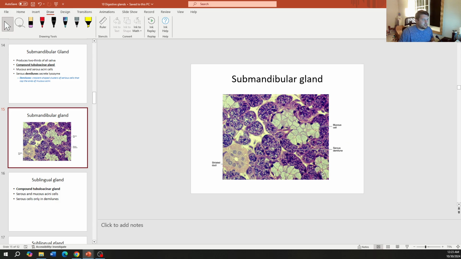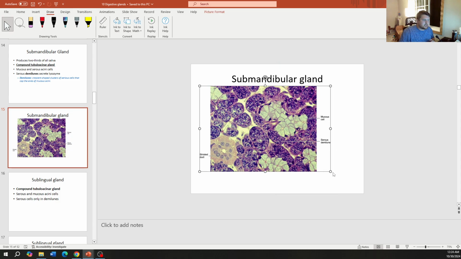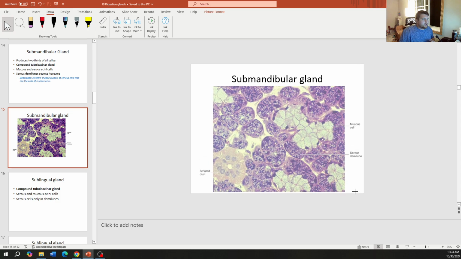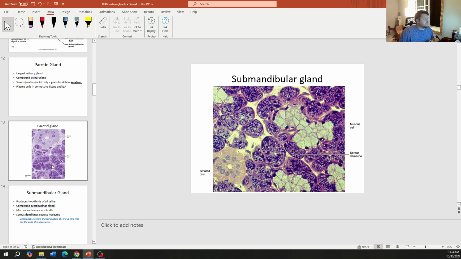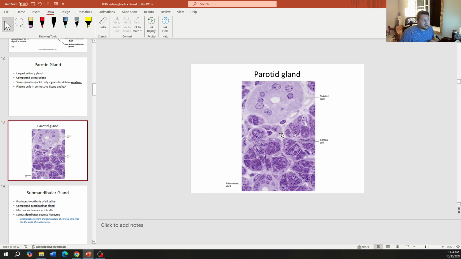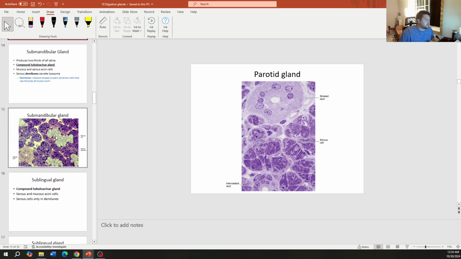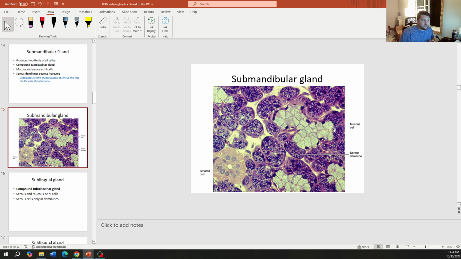Here's our submandibular gland. These cells kind of surround the outside. You have our mucus cells, our mucus acini cells, and these are our serous demilunes. So thinking more on the lab side of things, when you go to take the lab exam, I would look specifically for what makes this different. Notice in the parotid gland, we only have serous cells, so lots and lots of serous cells. In the submandibular gland, we have the mucus cells, which seem much more square-esque, as well as these demilunes.